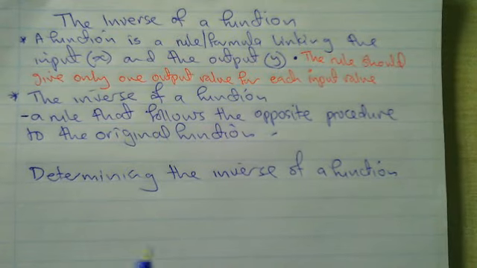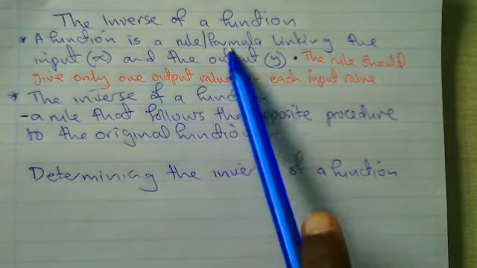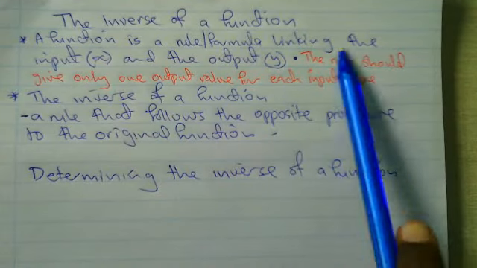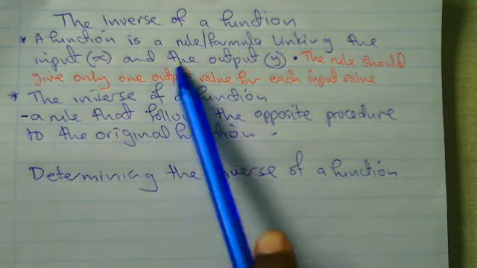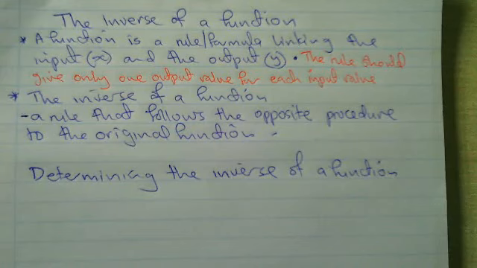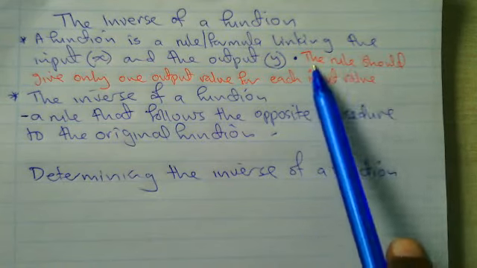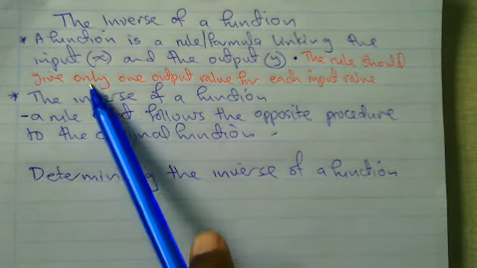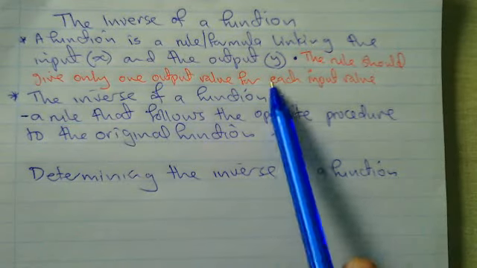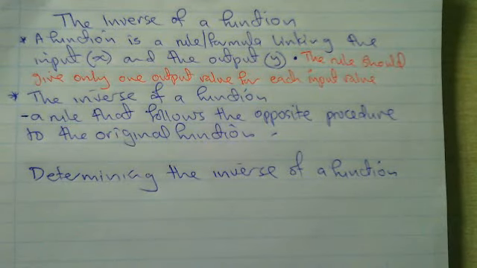In grade 11, you learned that a function is a rule or a formula which links the input to the output, that is the input x to the output y. And for it to be a function, the rule should give only one output value for each input value. That is the condition for that rule to be a function.